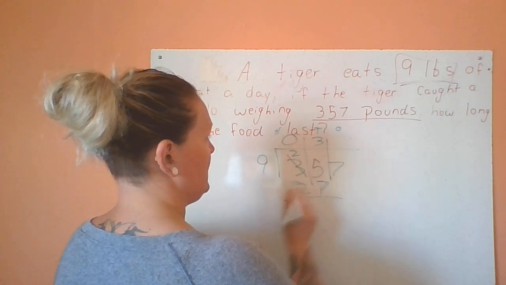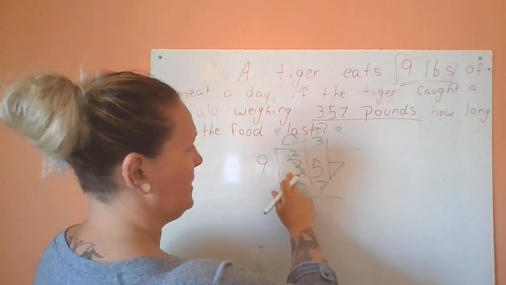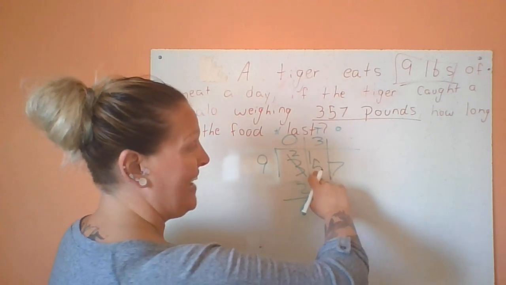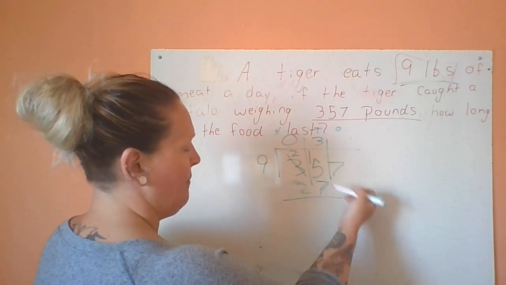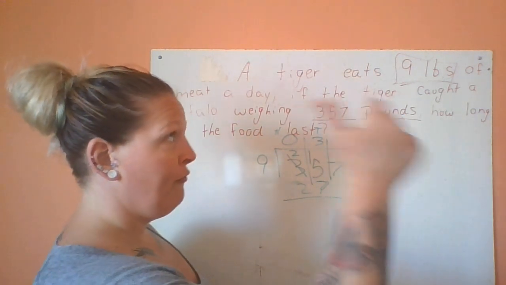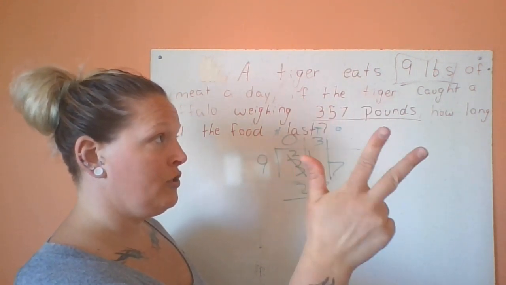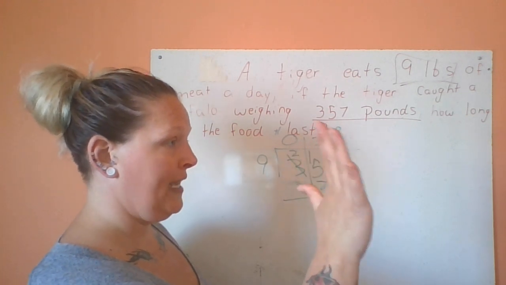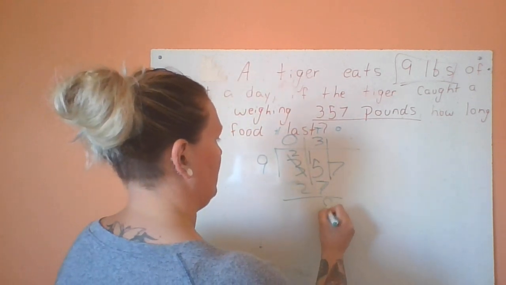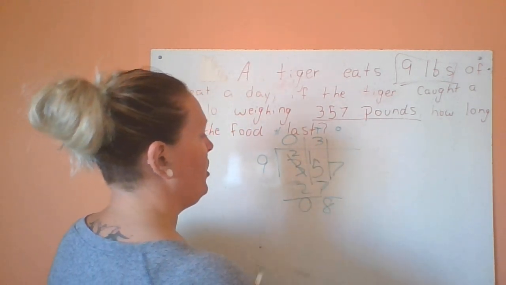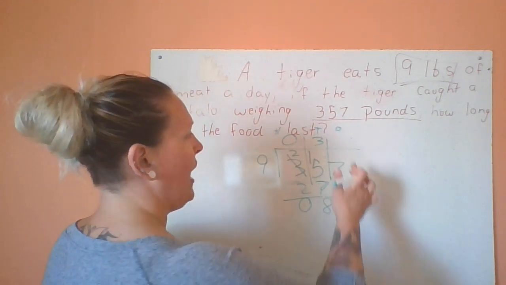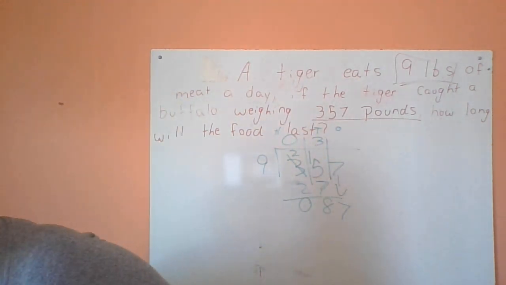I have to borrow for this, so I'm going to come next door and take from my 3, or my 300, then come over and add a 10 to 15. So 15 minus 7, we're going to count backwards: 15, 14, 13, 12, 11, 10, 9, 8, 7. We have 8. And then 2 minus 2 is 0. Then we're going to move over to the next spot and bring down our 7. And then we have nothing up top. Sorry, guys.